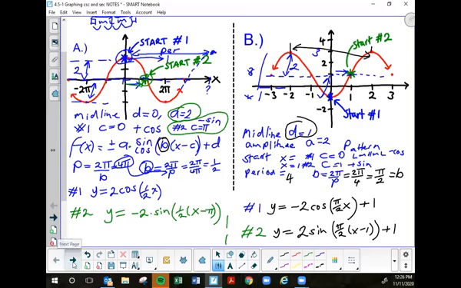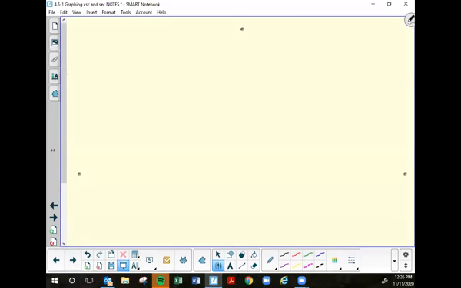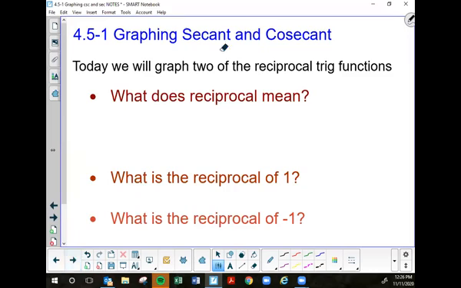So for the rest of the lesson now, what we're going to be doing is we're looking at graphing 2 of the reciprocal trig functions. We're looking at graphing secant and cosecant. We're going to do tangent and its reciprocal tomorrow. So before we get anywhere with this, what does the word reciprocal mean? If I wanted to graph a secant of theta, it's the reciprocal of something. Reciprocal means 1 over.